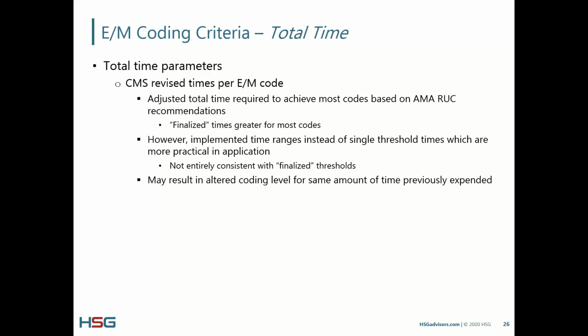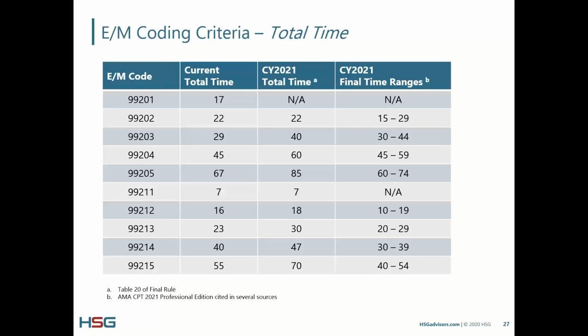So, for instance, we'll look on this chart. The current total time is in that second column from the left, and that again was just limited to the face-to-face encounter. If we look at the total time for calendar year 2021, and this is based on table 20 of the final rule, we note that except for the lowest codes, the 99202 and the 211, all of the other codes had a fairly significant increase in the time expectation when we added the time outside of the face-to-face encounter.